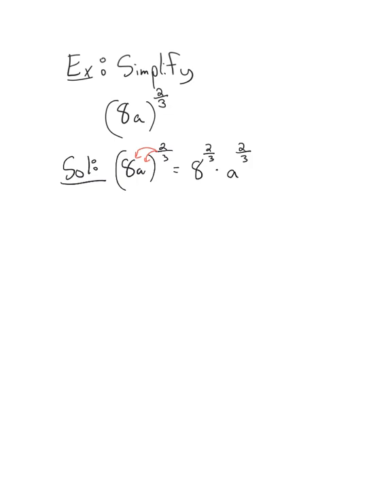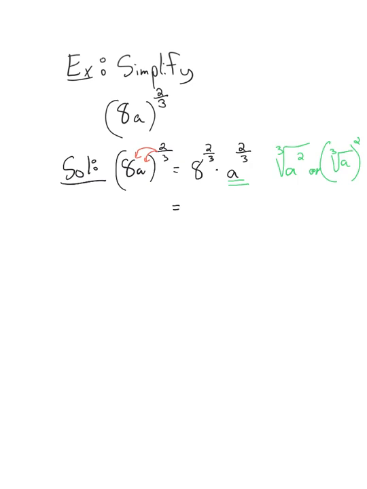Great. So now, a to the 2/3 we can't really simplify. Maybe we could write it as either a squared and then the cube root of that, or we can write it as the cube root of a all squared. So they're the same thing, different ways of writing a to the 2/3. Either is good, or you could leave it as a to the 2/3. That's acceptable as well. But can we simplify 8 to the 2/3?